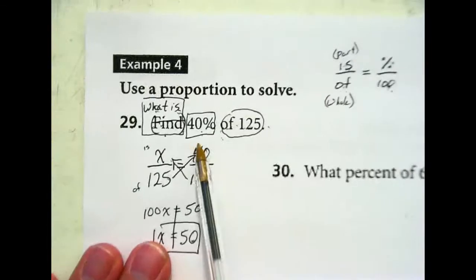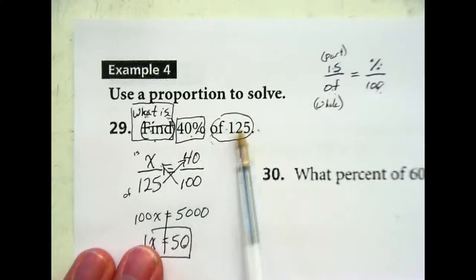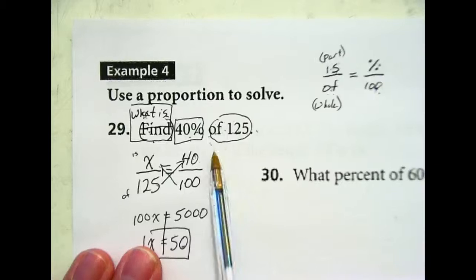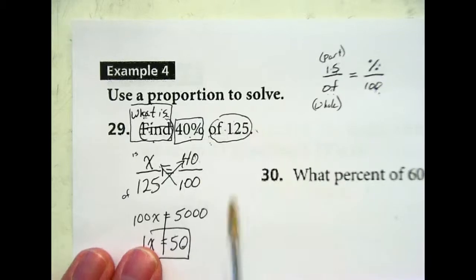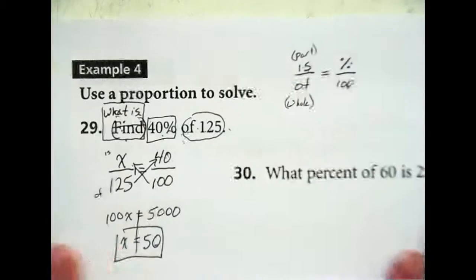So yeah, this one's easy. You could just do 125 and hit the 40% key on your calculator, or 0.4 times 125. But that doesn't work on this one.